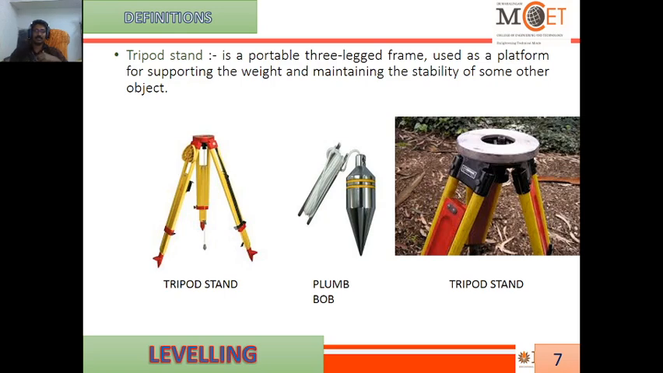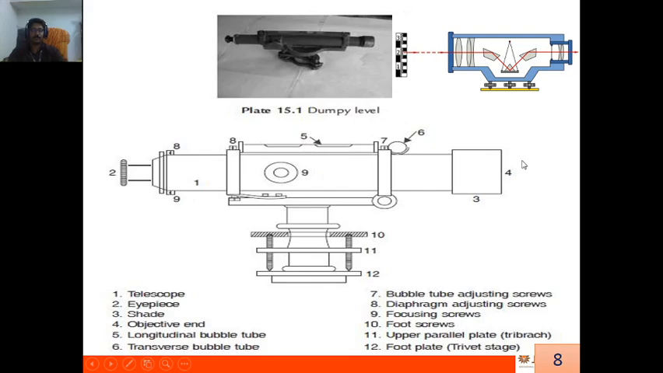The accessories we have to use: again the tripod and plumb bob, right. The tripod is a portable three-legged stand. Already we have seen the same kind of thing in plane table surveying. It has an adjustable tripod leg, which can be increased or decreased, right? The plumb bob can be held, and the top portion may be circular or triangular also, right?